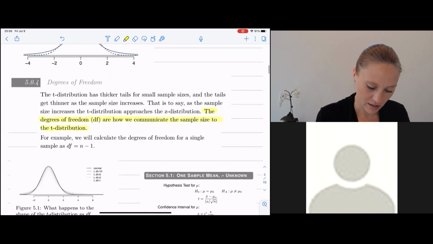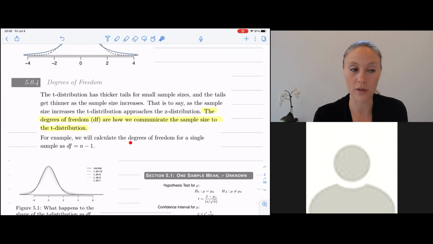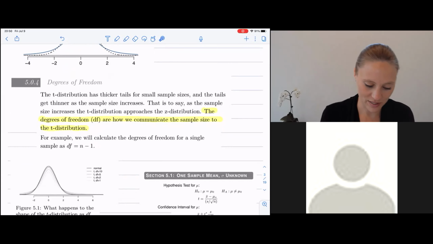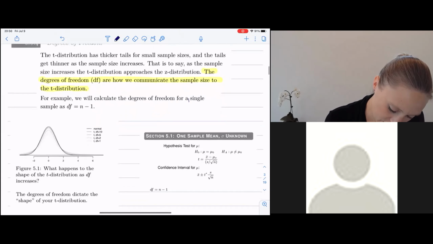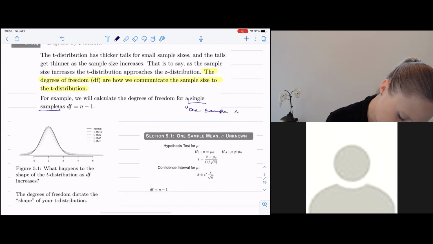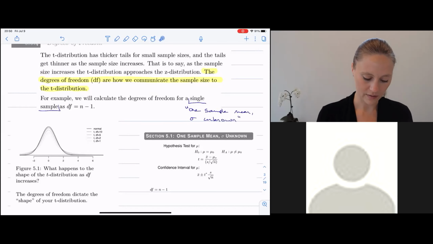Okay. And just as a little example, so you know what I mean by that, it's nothing crazy. For a single sample, so this is really going to be for a one sample mean, sigma unknown problem, then our degrees of freedom are just going to be n minus 1. It's just the sample size minus 1.